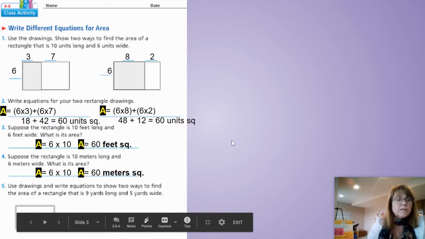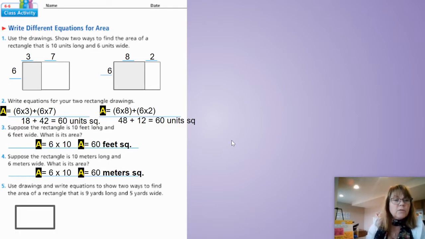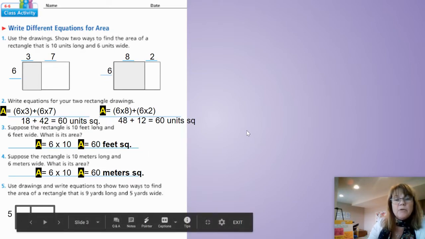Okay, let's look at this one here. We're going to make a drawing that shows 2 ways to write the equation for 9 yards long, 5 yards wide. So I drew a line here. I have my 5 there. I'm going to not put my arrow there anymore because it just makes it unhappy.